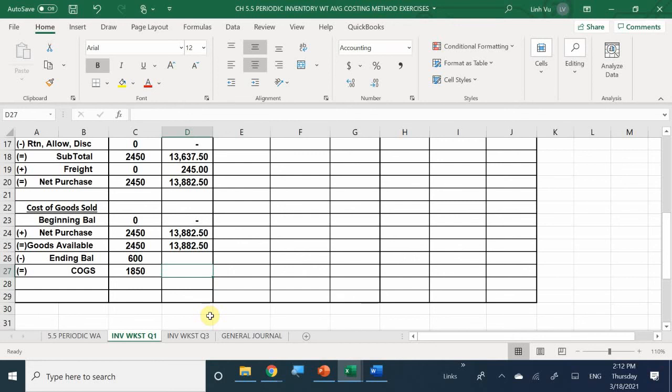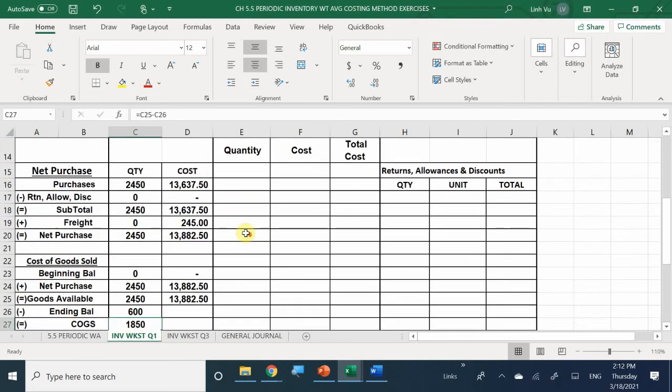Think of it in terms of if I started out with 2,450 and I have 600 left, you just subtract the numbers. Okay? So here, now I need to solve for either cost of goods sold or the ending inventory. So in this case, because we're practicing the whole methods here, I'm going to go ahead and solve for my cost of goods sold. So here, I don't need to make a sum at all because I'm only dealing with one number and one number only.